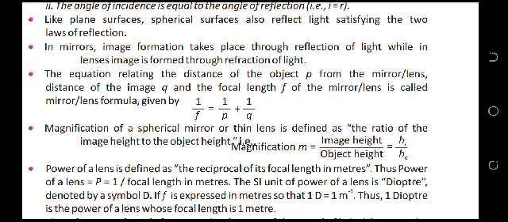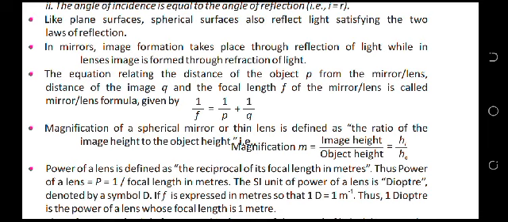Magnification of a spherical mirror or thin lens is defined as the ratio of the image height to the object height. That is, magnification m is equal to image height over object height, which is h_i over h_o.